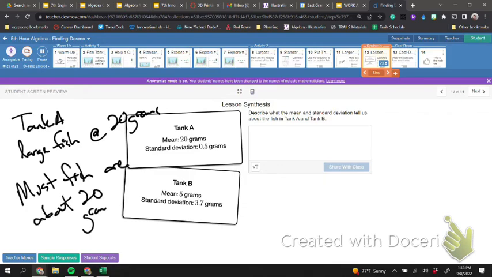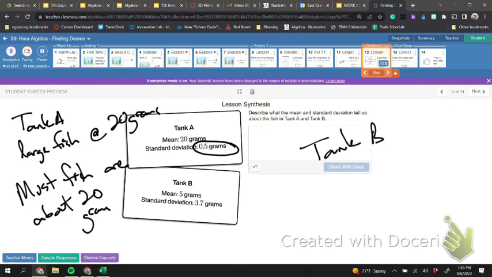And how do I know that without knowing anything else? How do I know that? The mean is 20, but I know they're all close to 20 because the standard deviation is really low. That means it's not spread out much. A bunch of stuff right around 20. Okay? Now let's look at tank B.